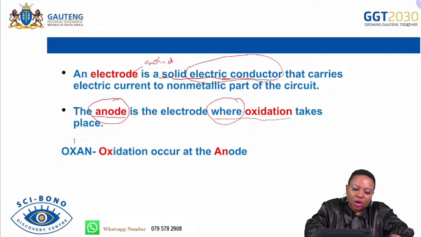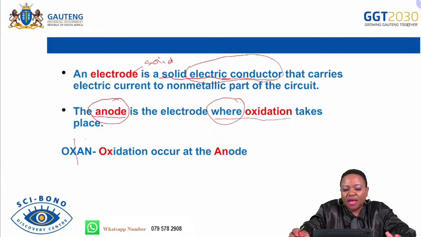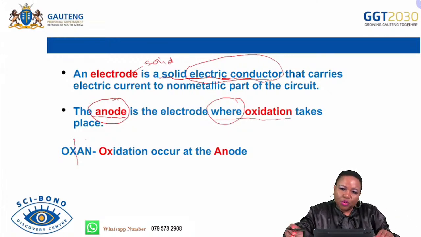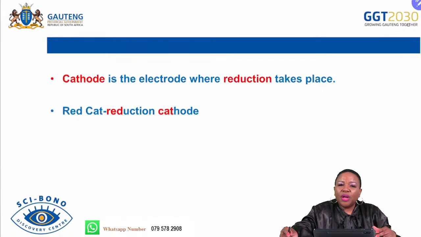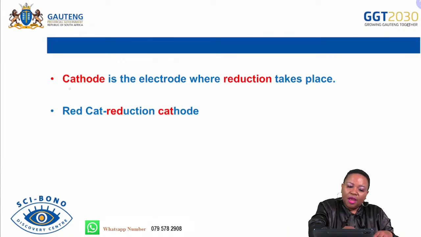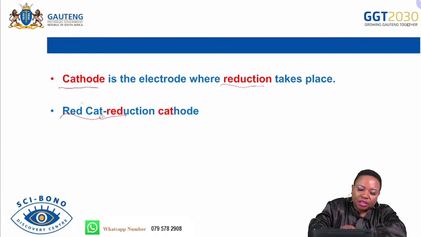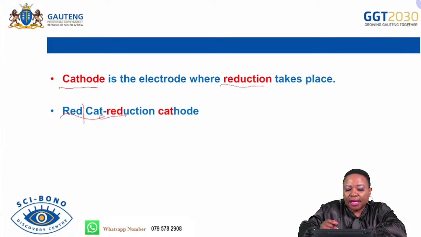And we can use the acronym OXAN, where we say oxidation occurs at the anode. So you will find our anode and you'll know that we expect oxidation to occur. And therefore, it means our reduction will occur at the cathode. And we can use things like REDCAT, even though I'm not sure whether the REDCAT does exist. But we can use REDCAT to say reduction occurs at the cathode.